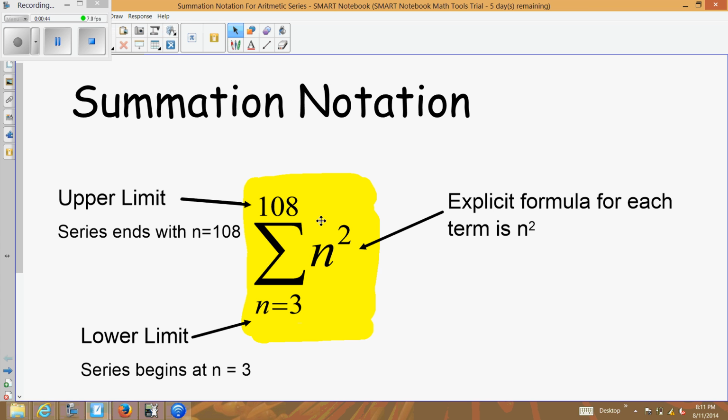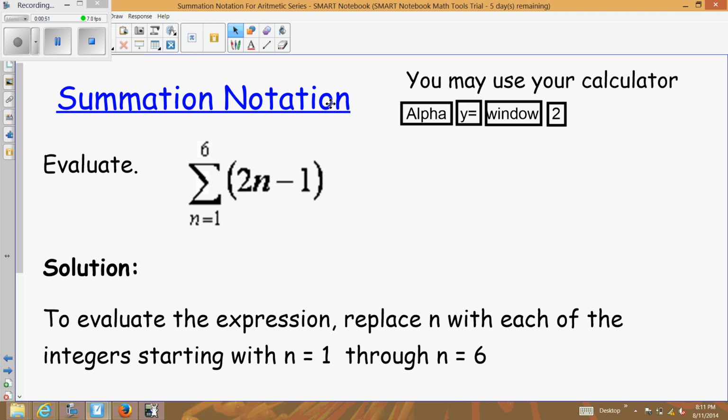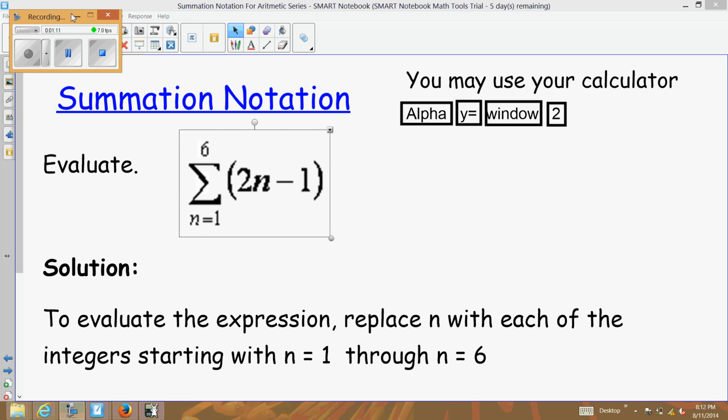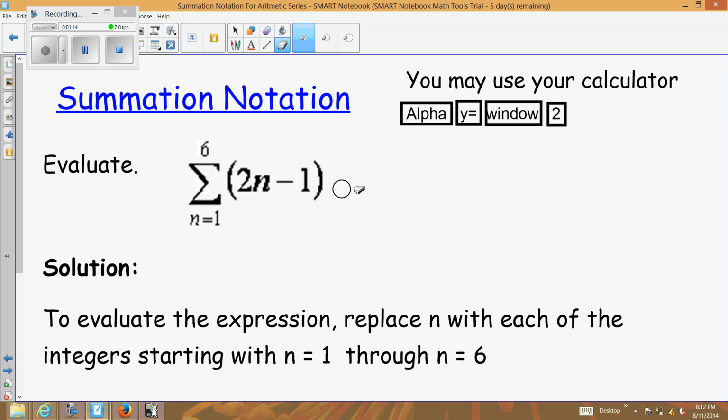There's an explicit formula, and that's that n squared in this case, but it can change depending on what you're looking at. So let's look at a few. We've got the summation notation. You may use your calculator if you're using one of those calculators, and you can type that in. Now what's happening here is I'm replacing n with 1. So 2 times 1 is 2, minus 1 is 1. Okay? But what's really going on is that we can use our calculator, we can use a lot of different tools to kind of see what to do.